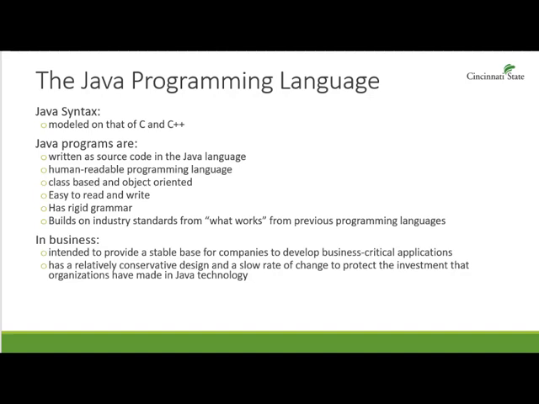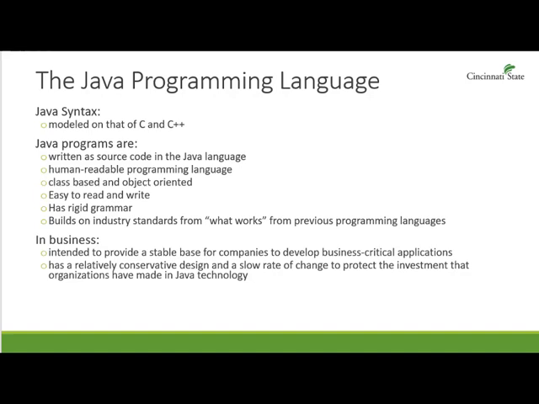Java programs are written as source code in the Java language. This is a human-readable programming language, and it's strictly class-based and object-oriented. The Java syntax is deliberately modeled on that of C and C++, and it was explicitly intended to be familiar to programmers coming from those languages.